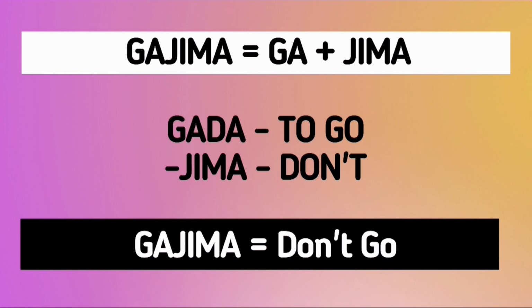Gada is a root verb which means to go, while jima is a suffix that negates an action or a root verb. This time, the root verb is gada. Therefore, the meaning of the word gajima is simply, don't go.